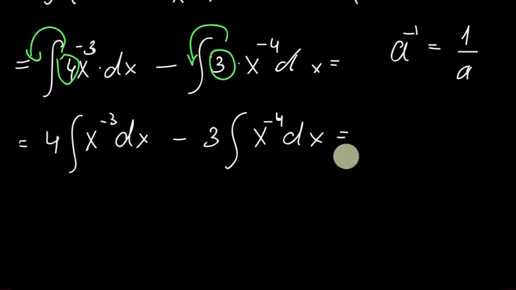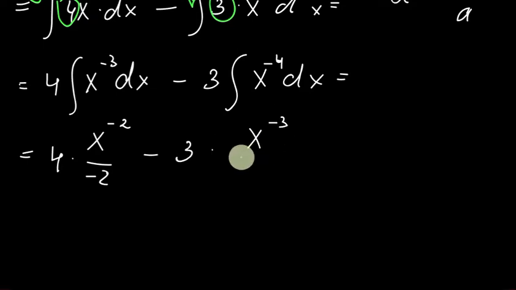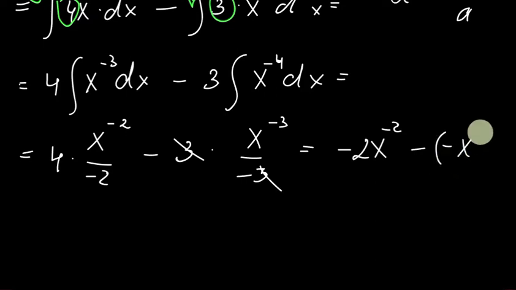Now it's pretty easy to calculate this, so we get 4 times x to the power of minus 2, because we added plus 1 here, divided by minus 2, minus 3 times x to the power of minus 3 divided by minus 3. Again, I added plus 1 here, so we get that this is minus 2 x to the power of minus 2, minus 3, excuse me, it's 1 because these simplify, minus x to the power of minus 3. Don't forget the minus here.